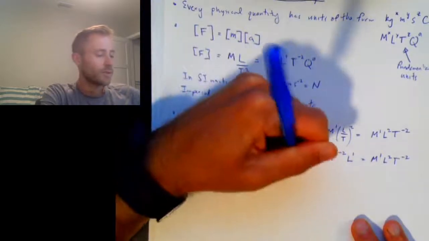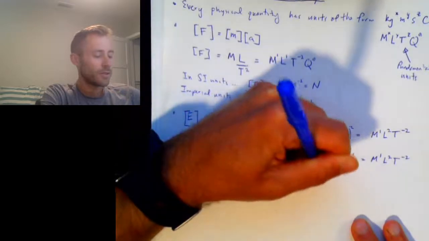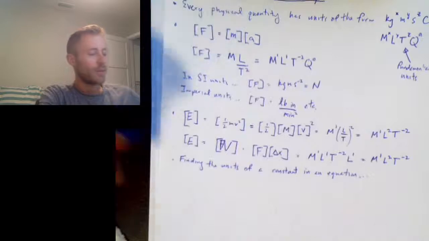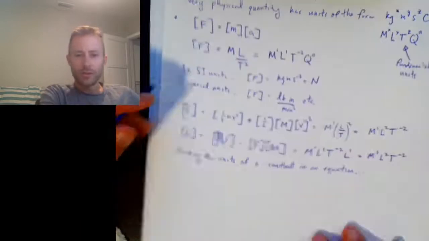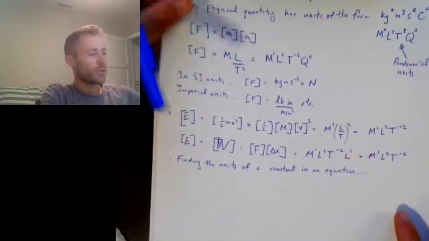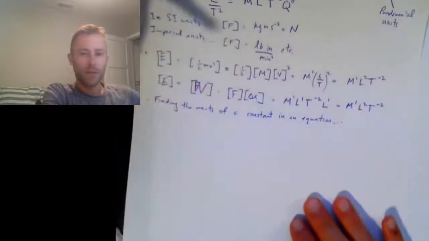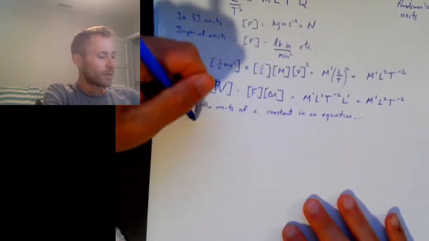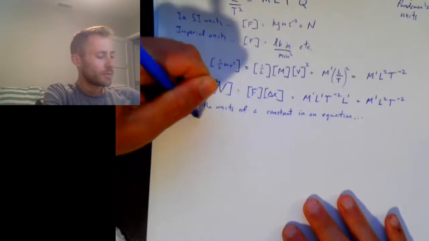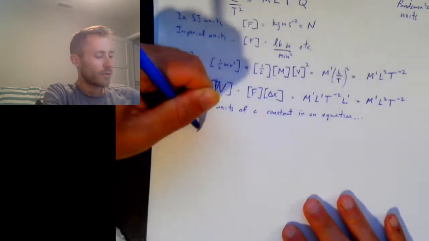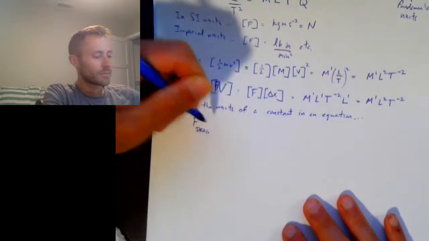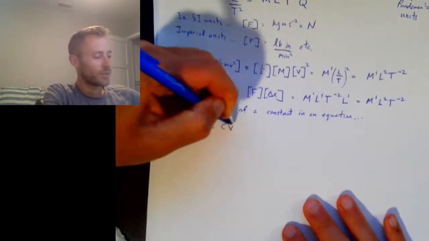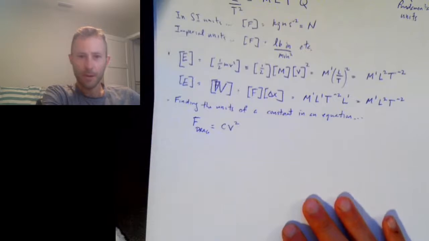So, finding the units of a constant in an equation. Let's say, for example, suppose that the drag force is a constant times the speed squared. Okay?